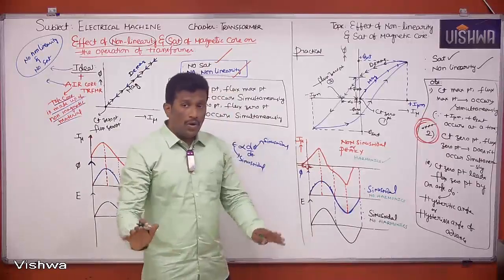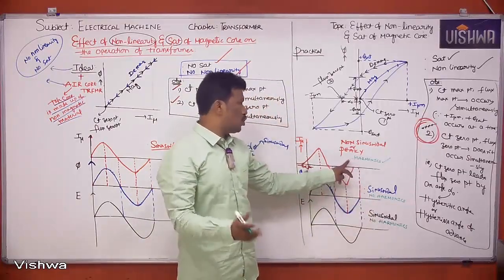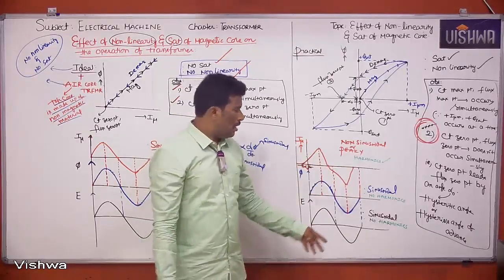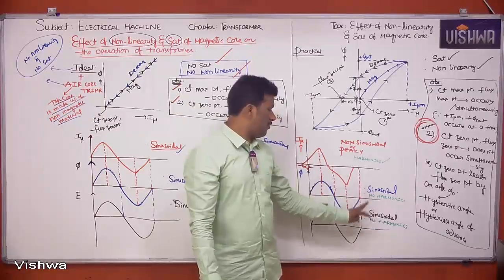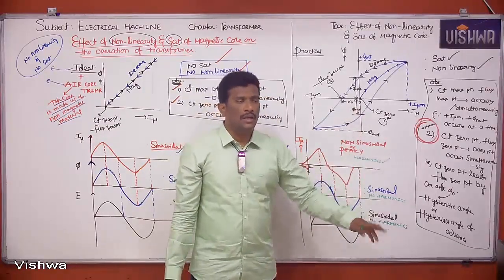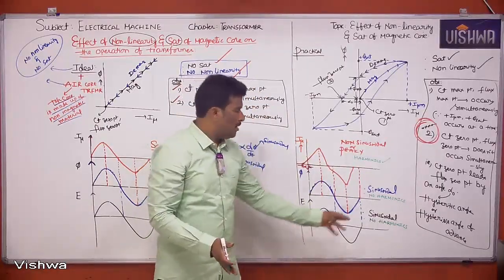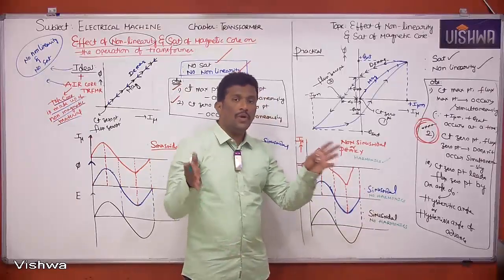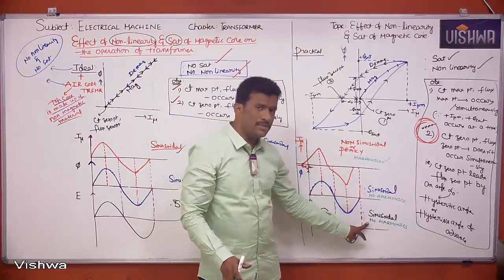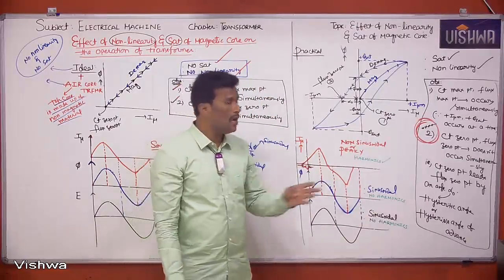That means if I don't want harmonics in a flux and EMF waveform, harmonics should be there in the IMU waveform. Previously I told one statement: if I want sinusoidal flux and EMF waveform, the IMU waveform should not be sinusoidal, it should be non-sinusoidal, a peaky waveform. Same statement I am just saying in terms of harmonics. Simple thing I am saying: harmonics should be there in the IMU waveform.